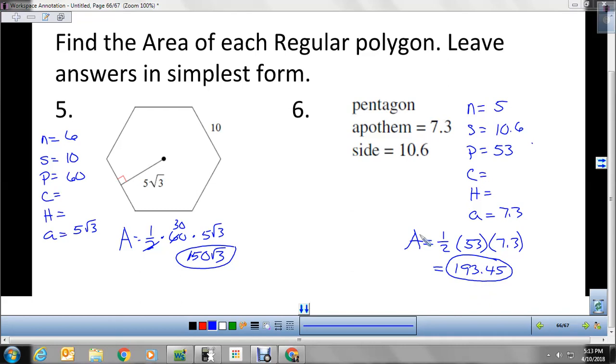All right, so this concludes the first part of lesson 10.3. The second part is where we're going to start working on finding the central angle and the half angle.